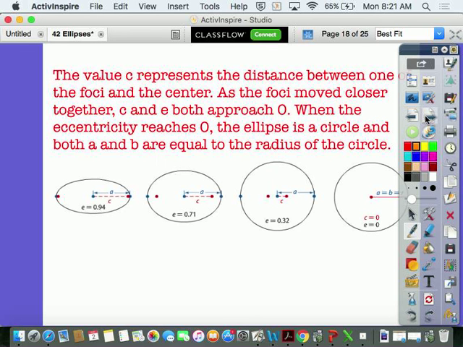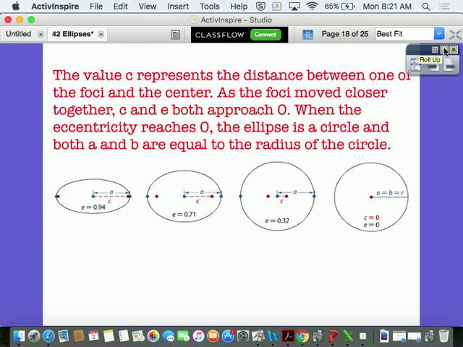Now, the value of c represents the distance between one of the foci and the center. And so as the foci move closer together, c and e both are going to approach 0. And when the eccentricity reaches 0, the ellipse is a circle, and both a and b are equal to the radius of the circle. So if you take a look, here's an example.